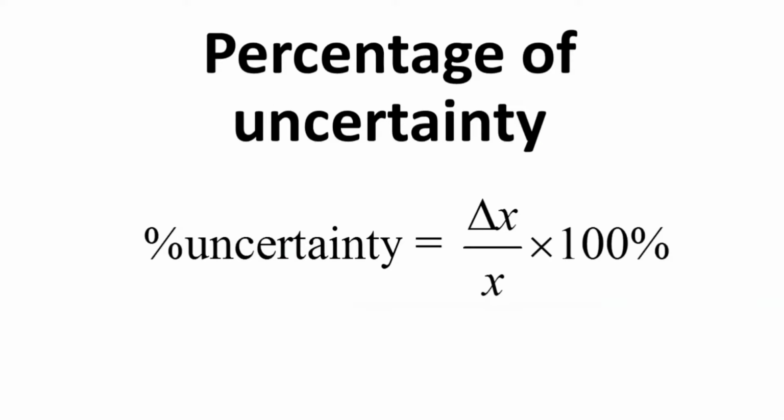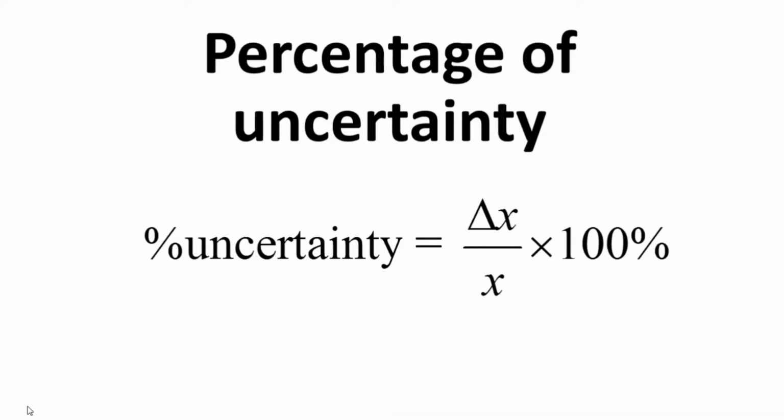The percentage of uncertainty can be calculated using this formula. The uncertainty of measurement over the value times 100%. We want the value to be small. Remember when I said uncertainty tells about the quality of measurement.